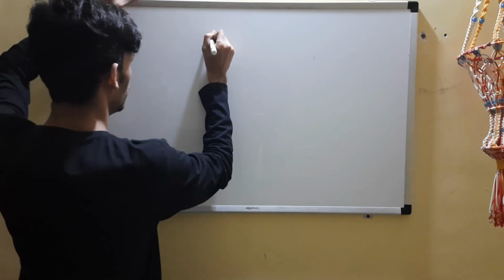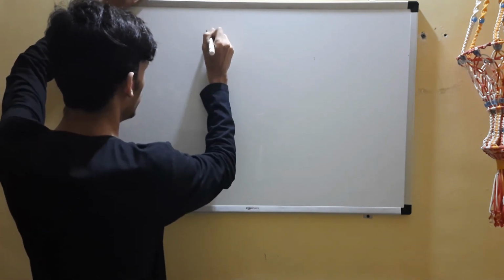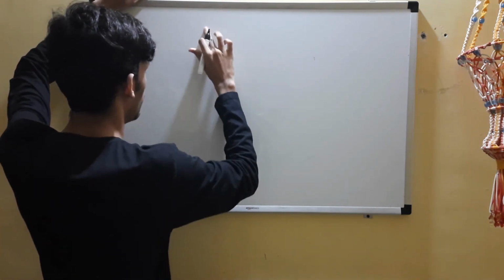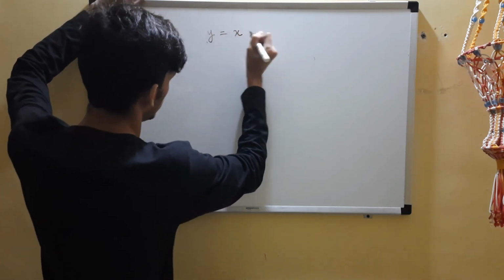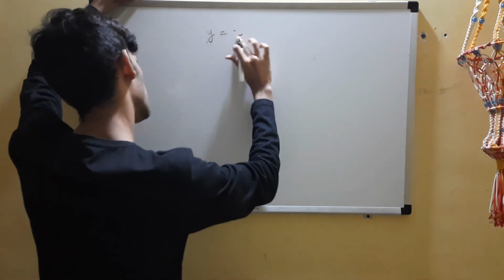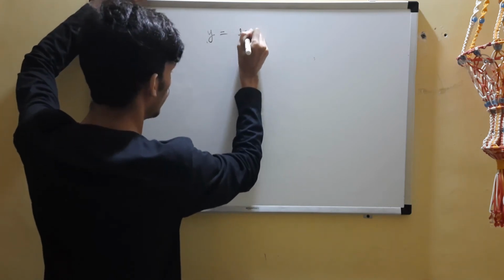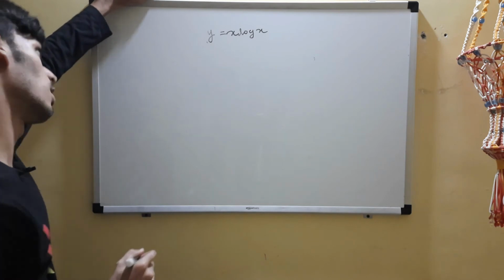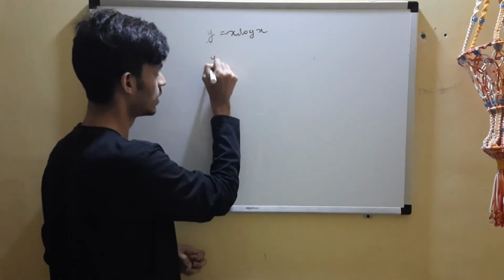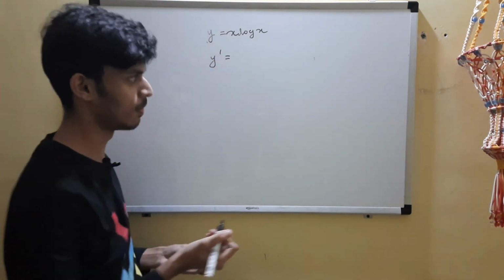Anyways, so UV, certain types of UV, will try. What's happening? Let's choose something difficult. Log x, x log x, we'll choose. Okay, x log x. So y dash, what will be y dash?